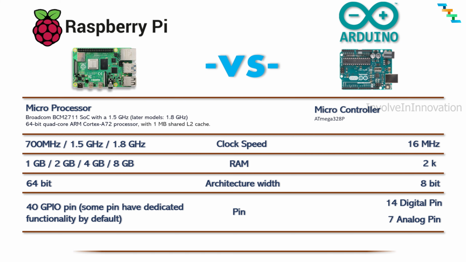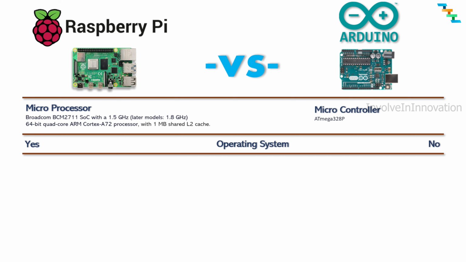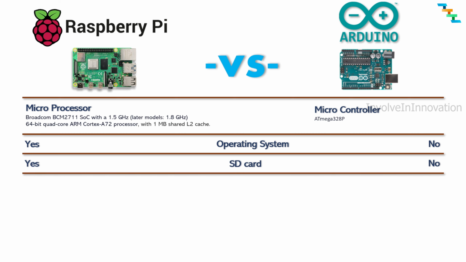And the power supply: it is powered using USB-C, whereas the Arduino Uno is powered using USB Type-B. Raspberry Pi is a full-blown computer. It also has an operating system, whereas the Arduino doesn't have any operating system, so there is no setup required. And this can run a wide variety of operating systems. And then you have external storage in the form of an SD card, where you can save your operating systems. But in the case of Arduino Uno, there is no external storage.